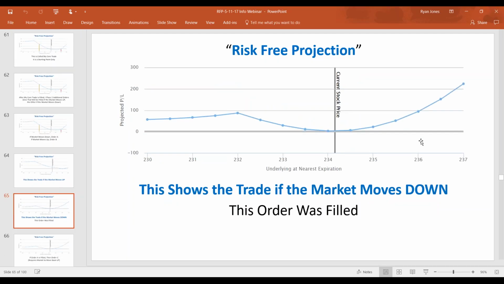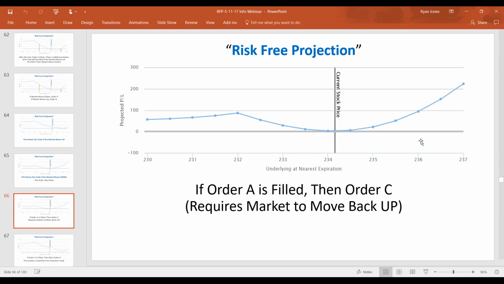Now this is the order, assuming that the market doesn't move up and that order is not filled, but instead moves down and fills order A. Well, this is the new trade based on filling order A. So now I've created another, again, a risk-free projection trade with this by the market moving down. And this particular order was filled. All right, and you'll see that again in the April 13th order.